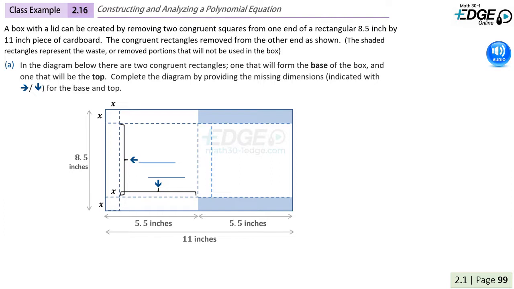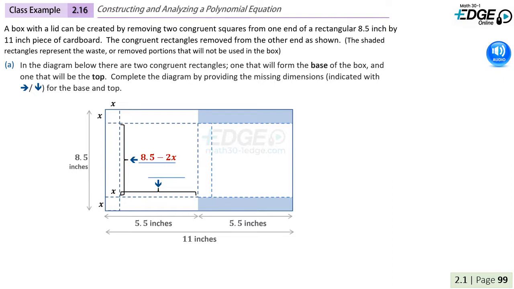The width of the cardboard sheet will actually become the length of the box once it's folded, because that 8.5 is longer than the 5.5. That 8.5 inches is being decreased on either end by an x. So the new length of the box will be 8.5 decreased by 2x.